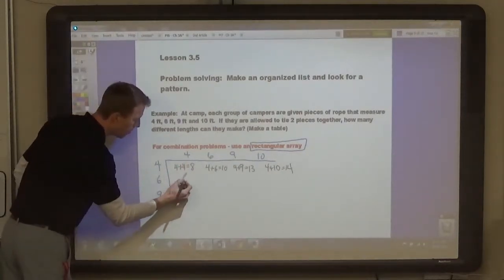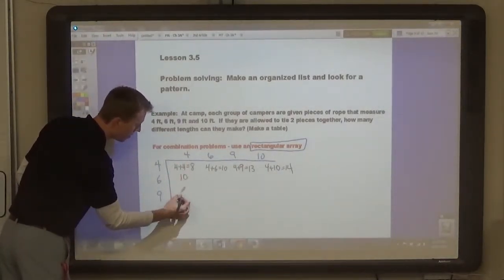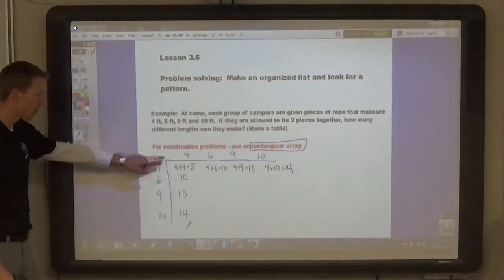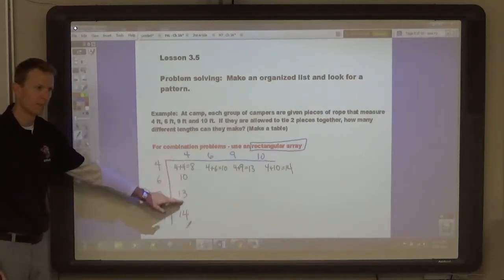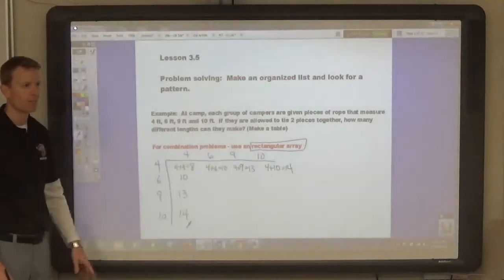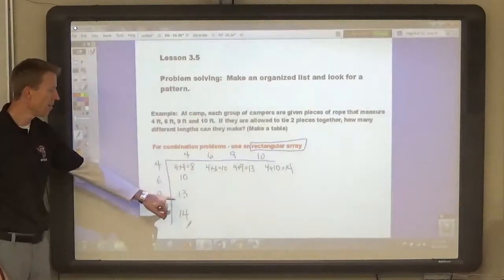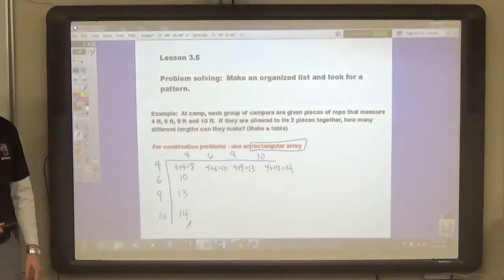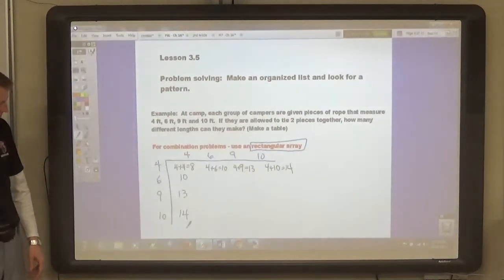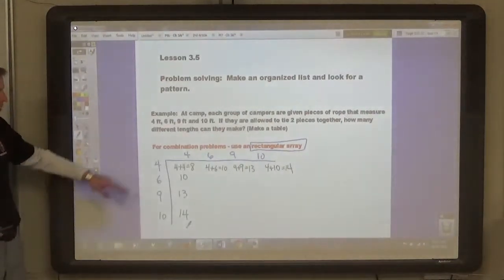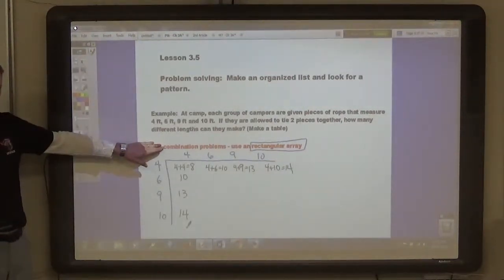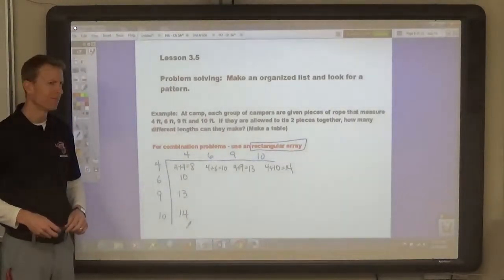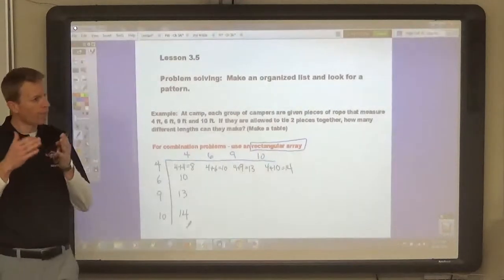Then you can continue the pattern. 10, 13, 14. What do you notice about these numbers? 8, 10, 13, 14. It's always 4 numbers higher than the number on the outside of the box. Okay, but if we're looking for combinations, can we count these twice? No. No, not if we're looking for different combinations.